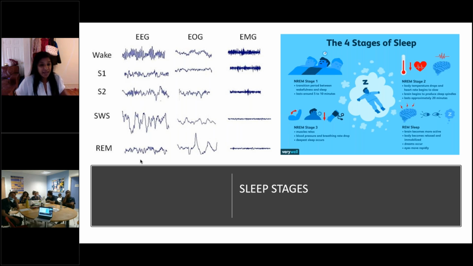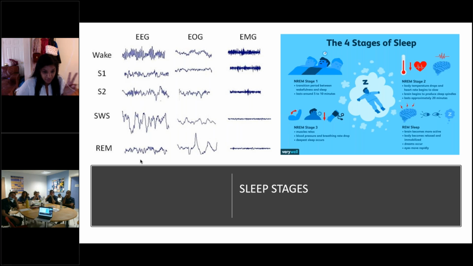And it comprises about 5% of your sleep. You then go on to S2. So you can see that there's a change here. As you go into S2, this is actually signifying the onset of sleep, okay? And this is when you're going to start to see your sleep spindles.